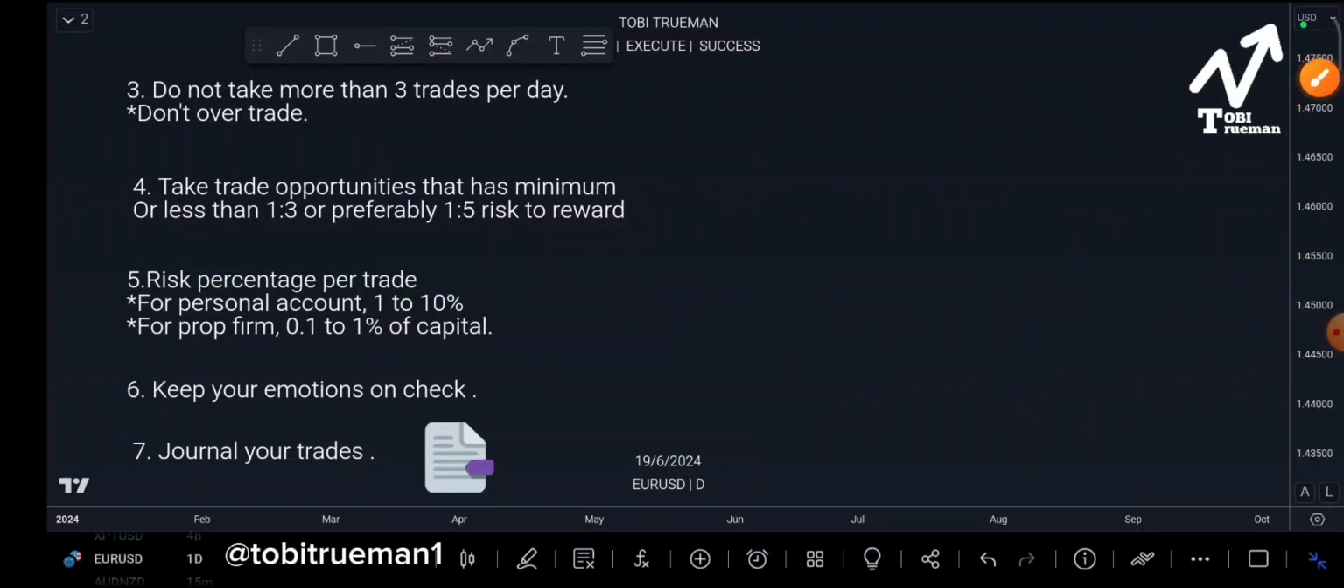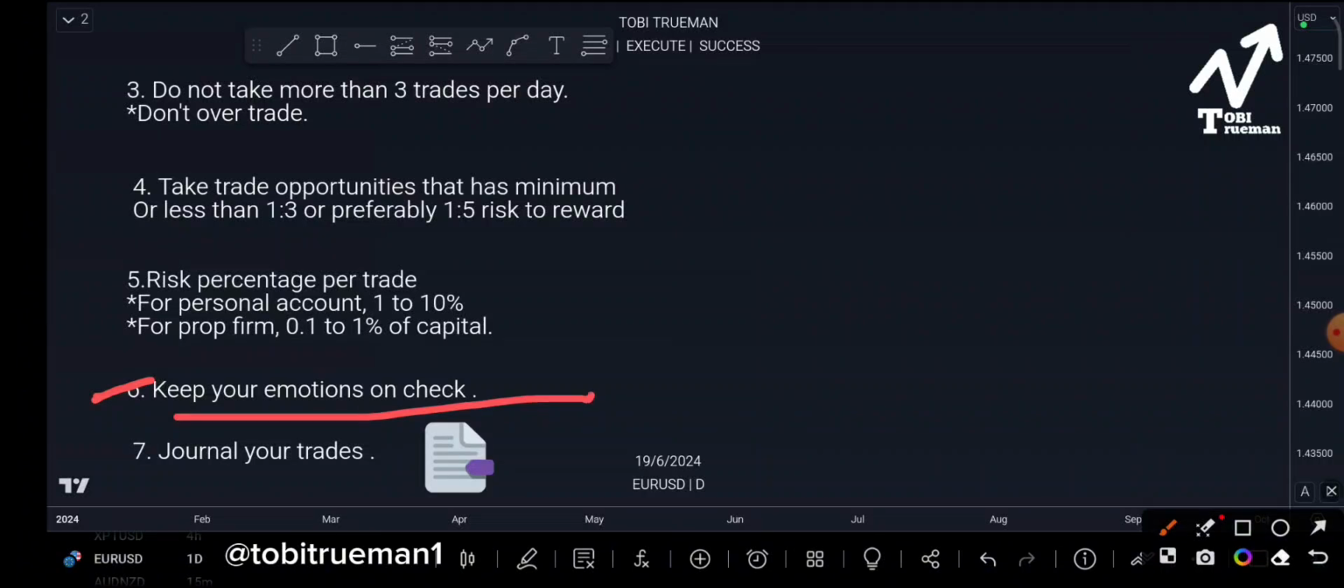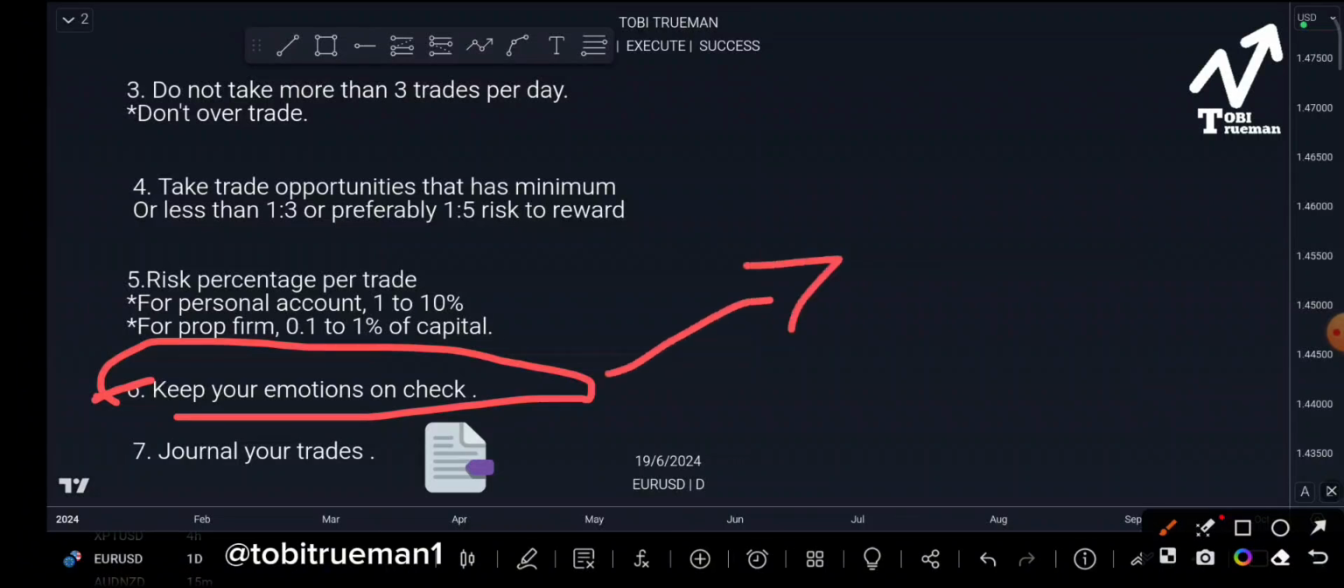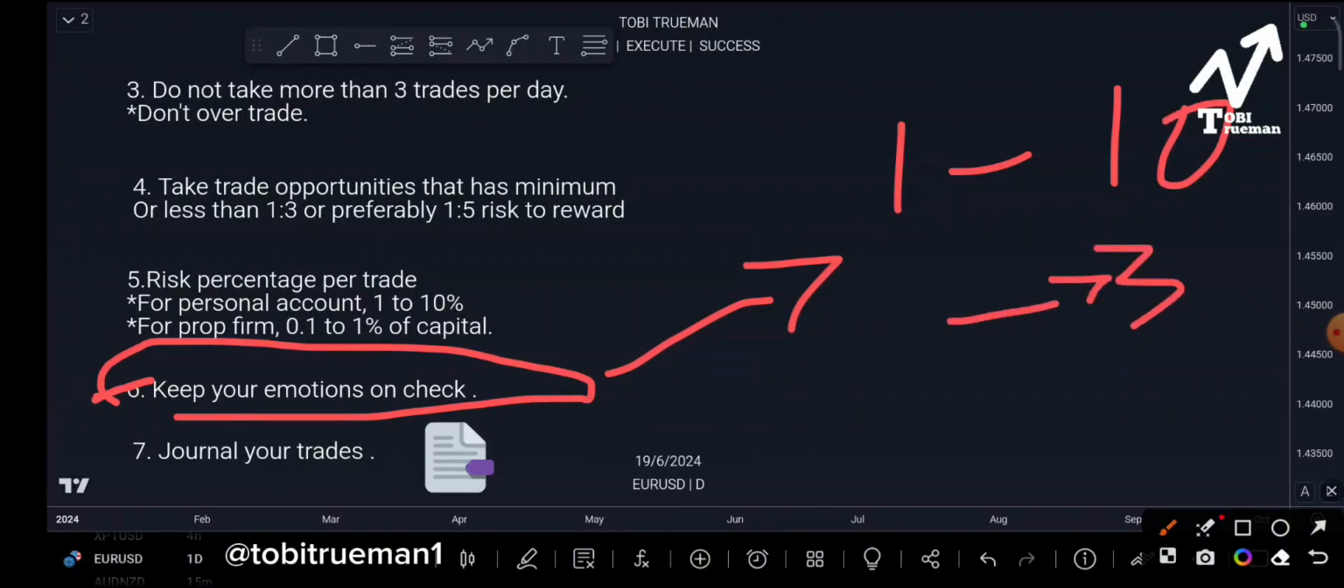Then number 6 is what? Keep your emotions in check. I've mentioned this during the rules, but you have to keep your emotions in check. It's very, very important. That's when you talk about trading psychology. Sometimes you might lose 5 trades or 6 trades, but you know that before you go through 10 trades, in as much as you are following these rules, at least you can win 3. The least you can win is just 3 trades, in as much as you are following the rules.